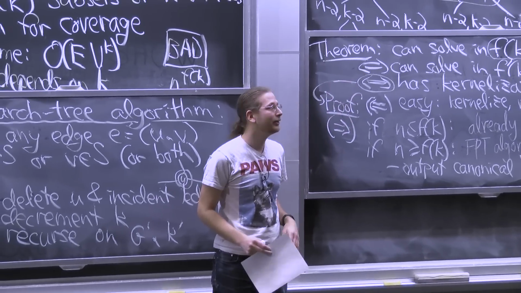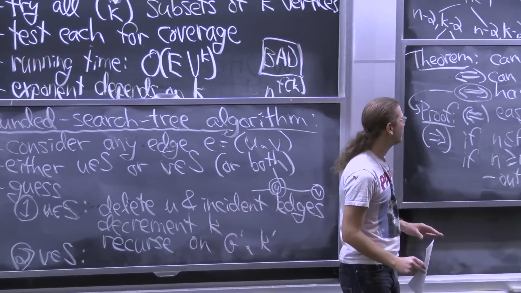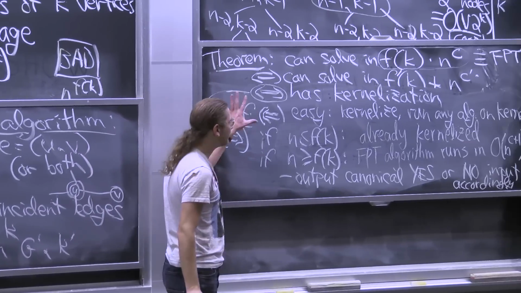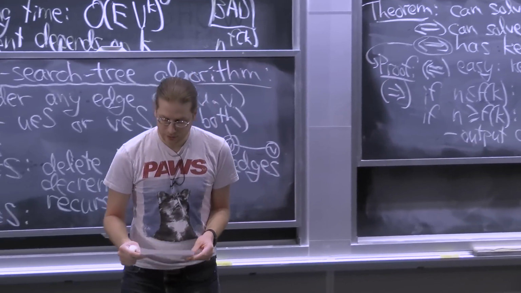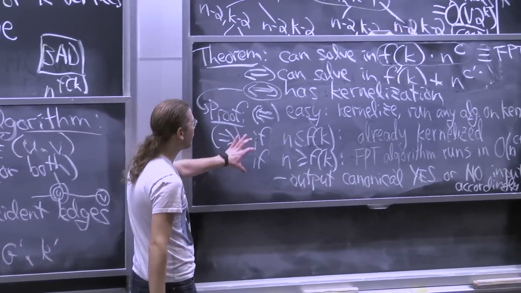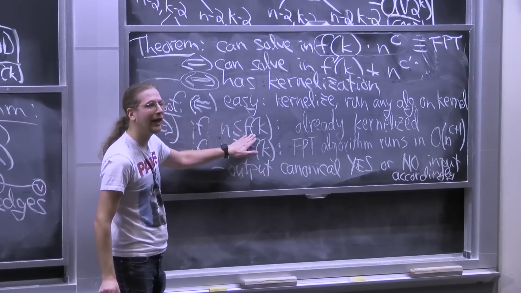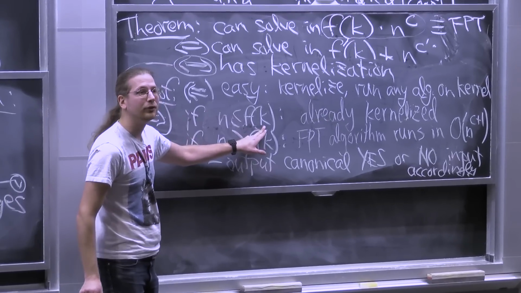That's not so hot, because I already know how to do exponential in k. But this is the general idea of kernelization and why it's not surprising that you can do it. I have one catch here, which is that this is an algorithm. It compares n to f of k. In order to do this, you have to know what k is.